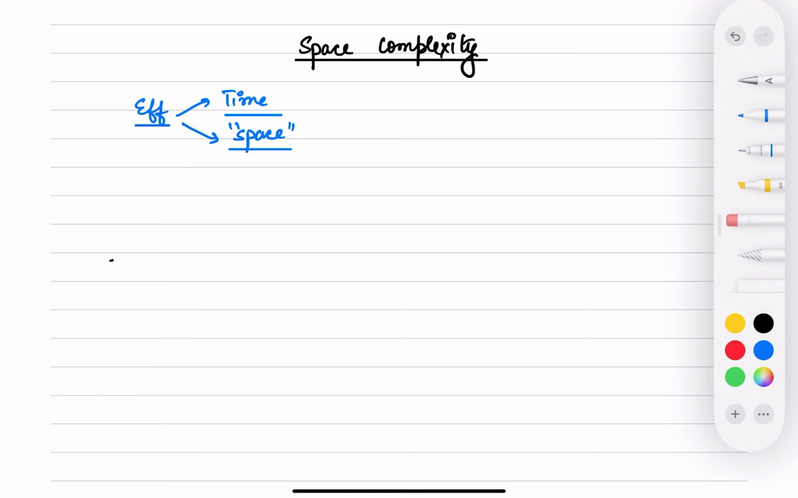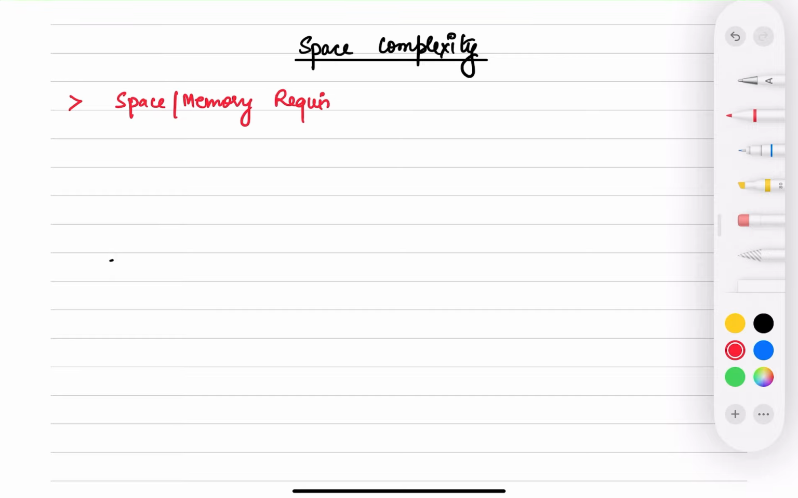So before going to calculate that, let's understand what space complexity is. As we know, space complexity is nothing but the space, or you can say the memory, required for an algorithm, or you can write program, to execute, right? We have seen this already, but I'm just reiterating: it is nothing but the extra space or the space required for an algorithm to execute, right?